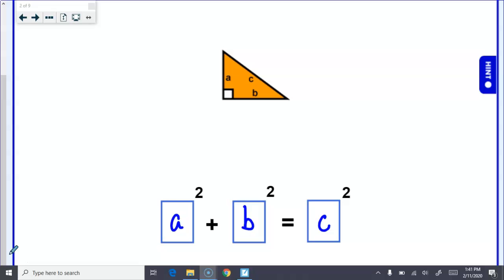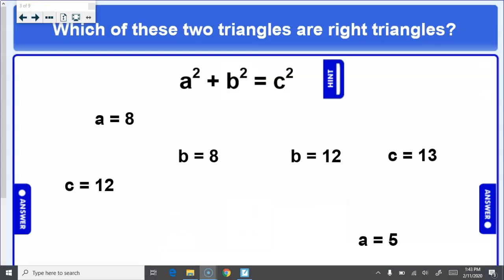Okay, so like I said, a little bit of review. So here's our triangle. We've got a squared plus b squared equals c squared as our formula. Okay, and then this next slide asks you which of these two triangles are right triangles. This takes us back to our Pythagorean triples because all three sides are given. And the hint is to use the formula and plug in the answers.